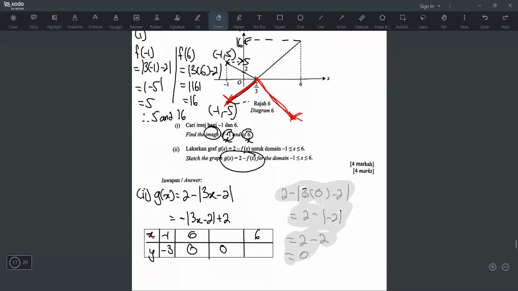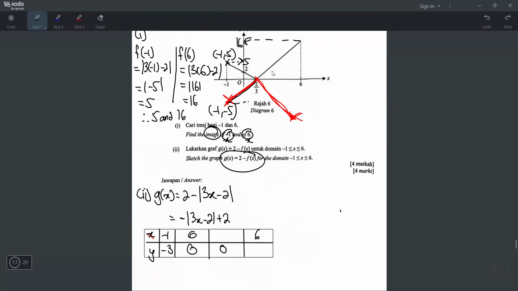Why does it make sense? Because look at this point. This is the y-intercept, right? What happens when you reflect? It will not be 0, 2, right? Because when you reflect down, it will be 0, -2, right? Because when you reflect, the distance here must be the same. Okay, it will be 0, -2. But then you have to plus 2. You have to move up 2 units.